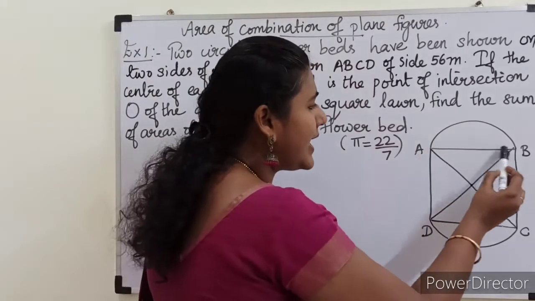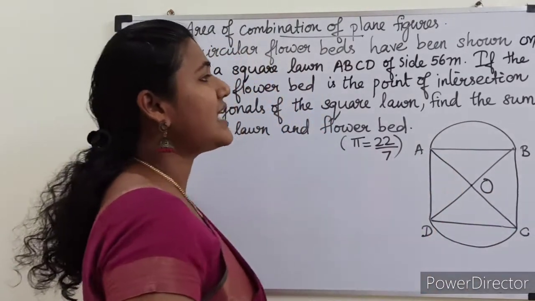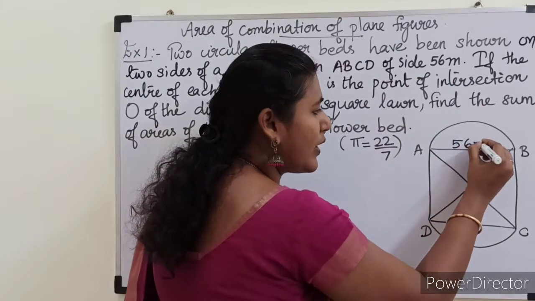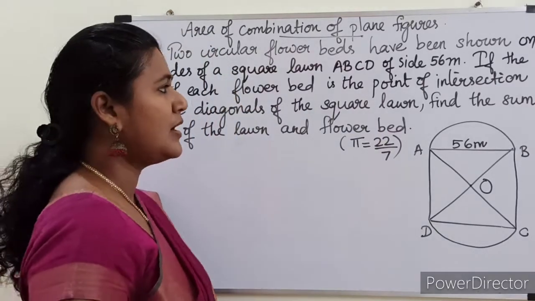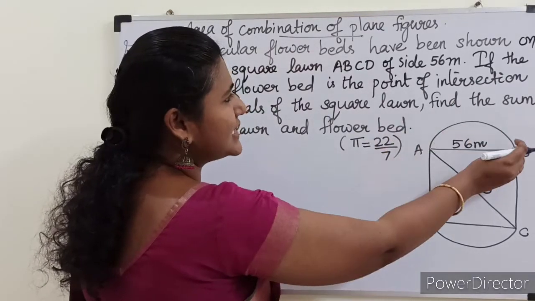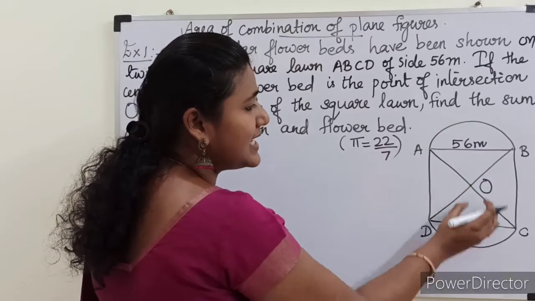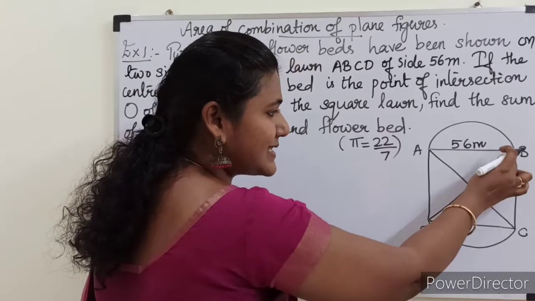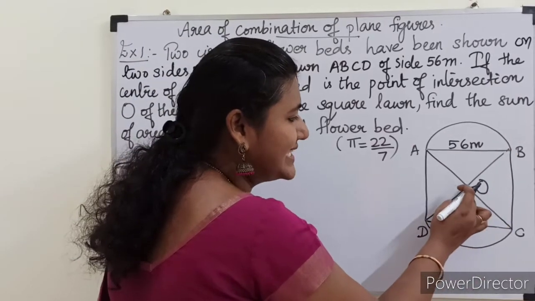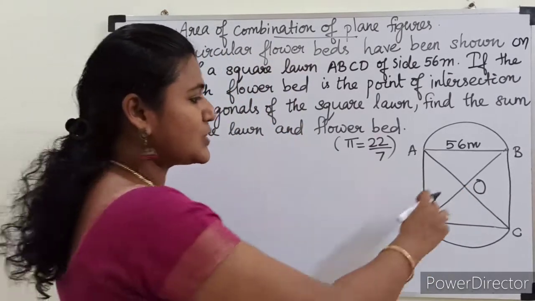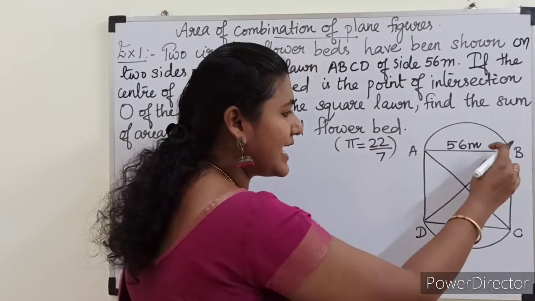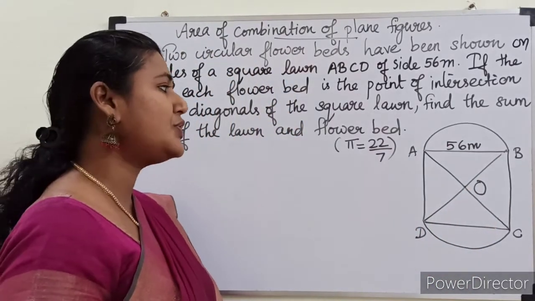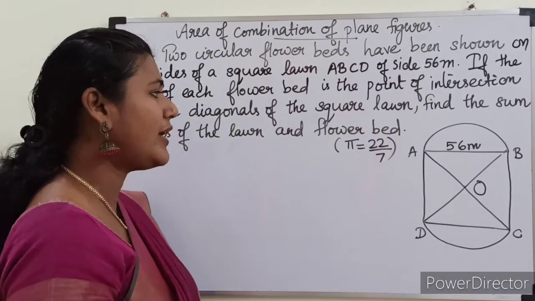We have a square lawn ABCD of side 56 meters. In the question it is given that the side of the square lawn is 56 meters, and on two sides we have a circular flower bed. So this region is the circular flower bed, and its center is the point of intersection of the diagonals of this square. So this O is the point of intersection of the diagonals AC and BD of the square ABCD. Then we have to find the area of the lawn and the flower bed.